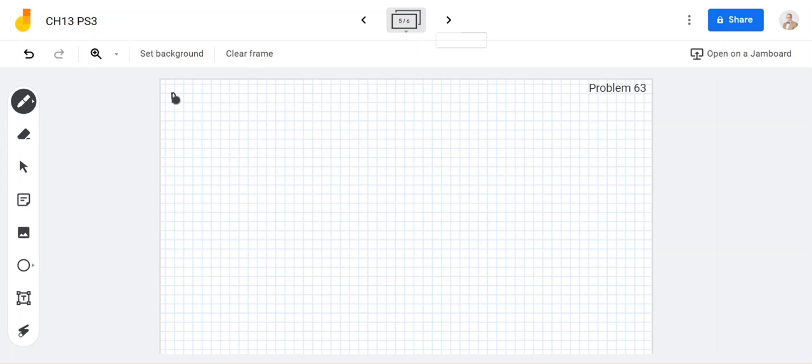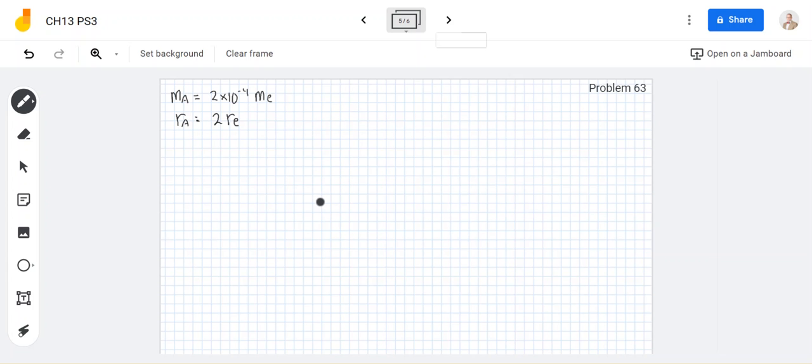So it says the mass of the asteroid is equal to 2 times 10 to the minus 4 times the mass of the Earth. And the orbital radius of the asteroid is 2 times the radius of the Earth. So it says calculate the period of revolution for the asteroid.